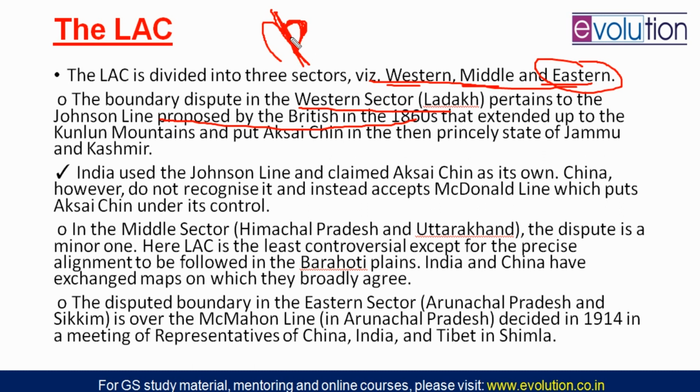And this line, the other British officer who created this line, that was the MacDonald line. So China says that the MacDonald line is the boundary. India says that no, this Johnson line is the boundary. So this is the western sector conflict.